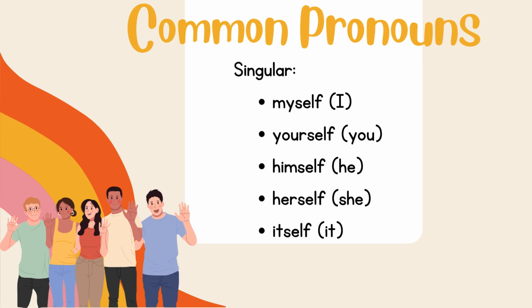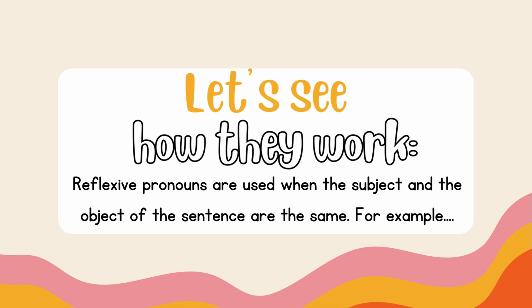So here are the common pronouns. I refers back to myself, you refers to yourself, he refers to himself, she refers to herself, and it refers to itself. So let's see how they work. Reflexive pronouns are used when the subject and the object of the sentence are the same.